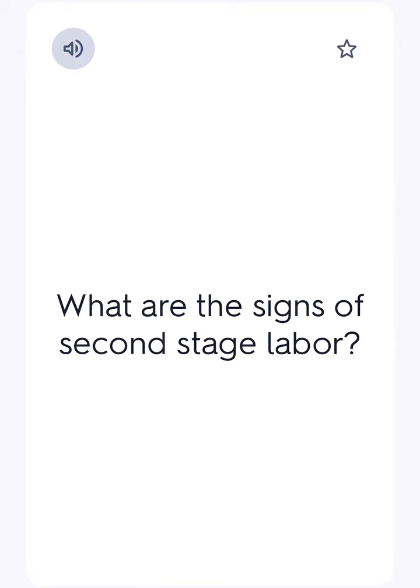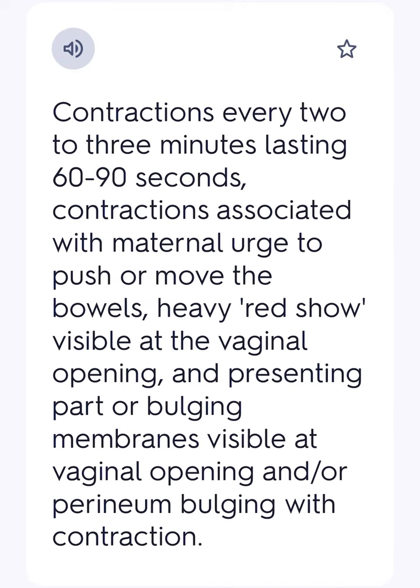What are the signs of second-stage labor? Contractions every 2 to 3 minutes lasting 60 to 90 seconds, contractions associated with maternal urge to push or move the bowels, heavy red show visible at the vaginal opening, and presenting part or bulging membranes visible at vaginal opening and/or perineum bulging with contraction.